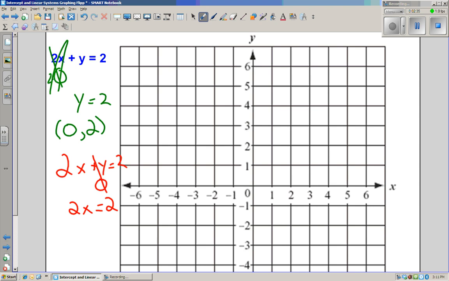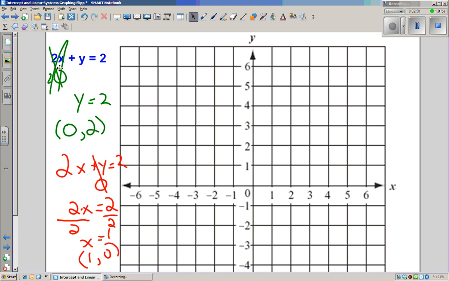As you remember from earlier in the year in our algebra, we need to get the variable by itself. In order to do that, we do the inverse. The 2 and the x are being multiplied right now. The inverse of multiplication is division. So I divide by 2, divide by 2. That is x equals 1. My ordered pair is 1 for x and 0 for y.